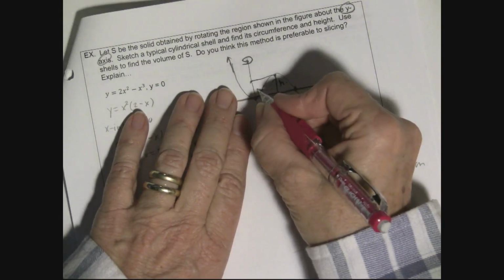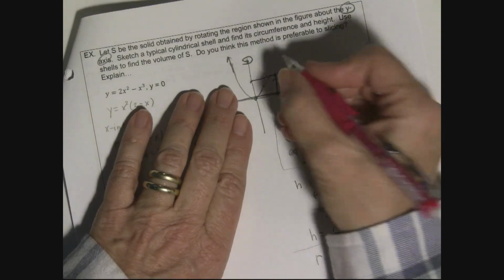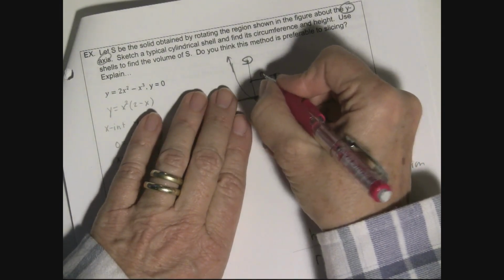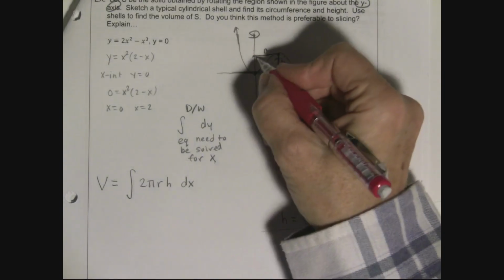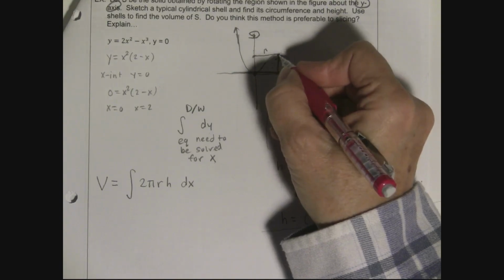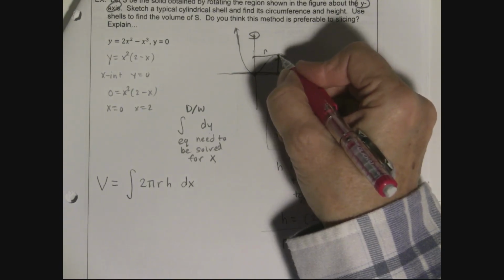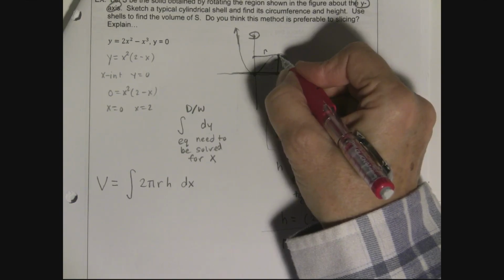I could always draw it to the middle if you wanted. And that right there is my r. And then I want you to remember, we talked about this, that the distance from the y-axis to any point is called x, right? And I want everything in terms of x.